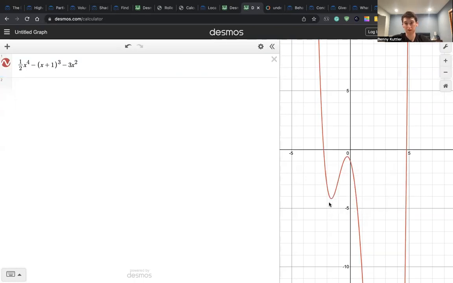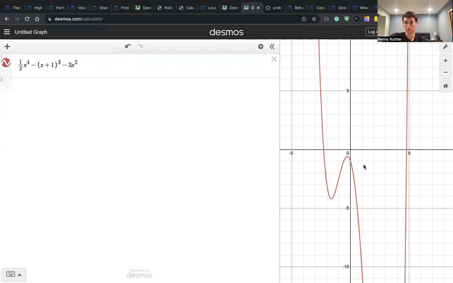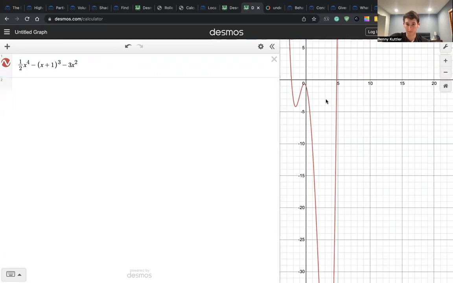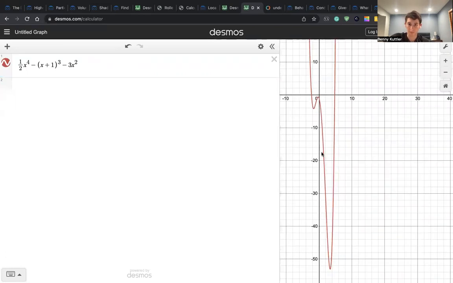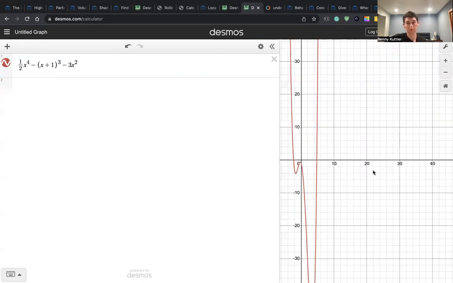And conversely, if we have a bowl that's pointing down, like over here, then it's going to be concave down with a negative second derivative. And down here, this is a big bowl facing upwards. So it's going to be concave up for the majority of this part.